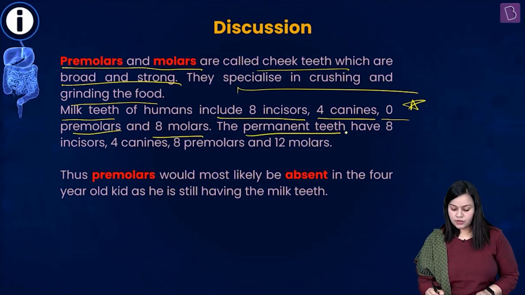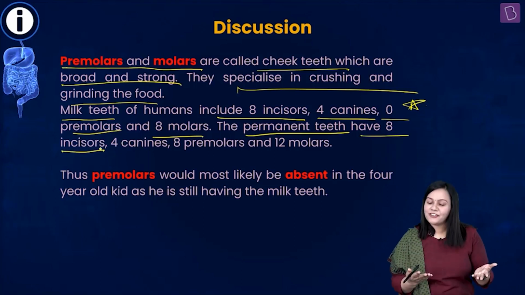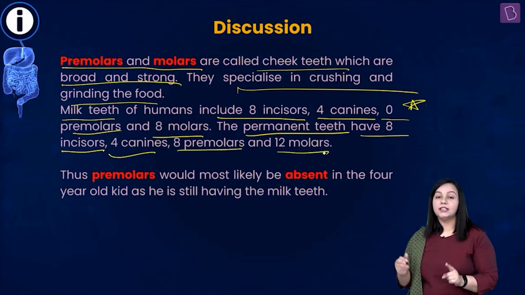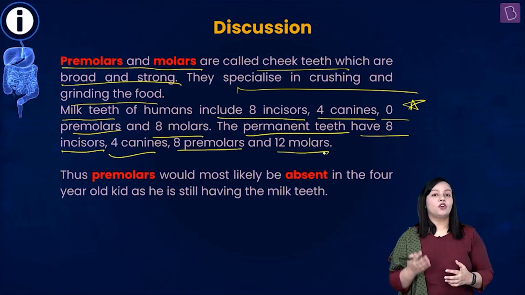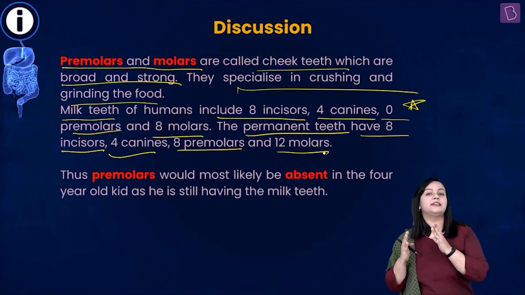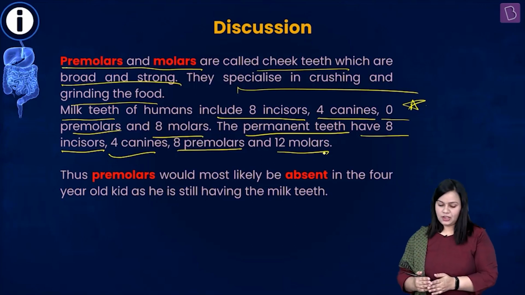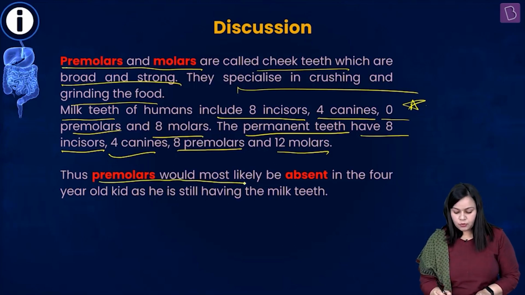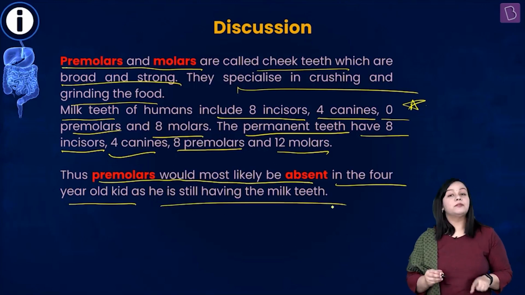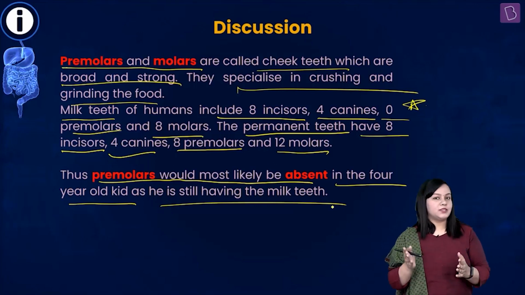Going to the permanent teeth, we have 8 incisors, 4 canines, 8 premolars and 12 molars. So you see the difference is that another set of molars has been added here. But once again, molars are still present in milk teeth, even though the number is less, so they are still a part of milk teeth. Thus premolars would most likely be absent in the 4-year-old kid, as he is still having the milk teeth, and this is the same child that the question mentioned, whom the dentist was examining.